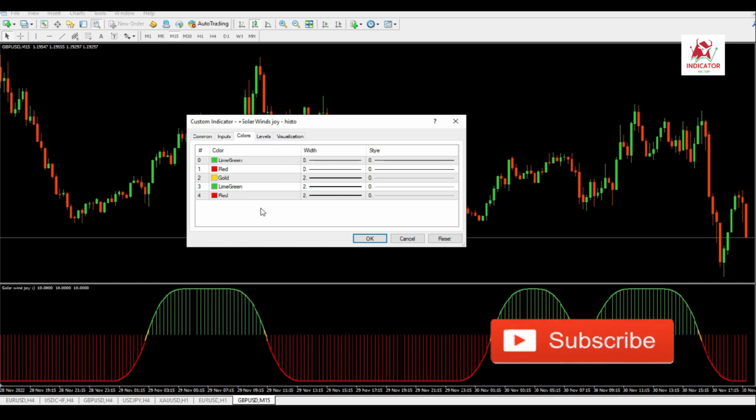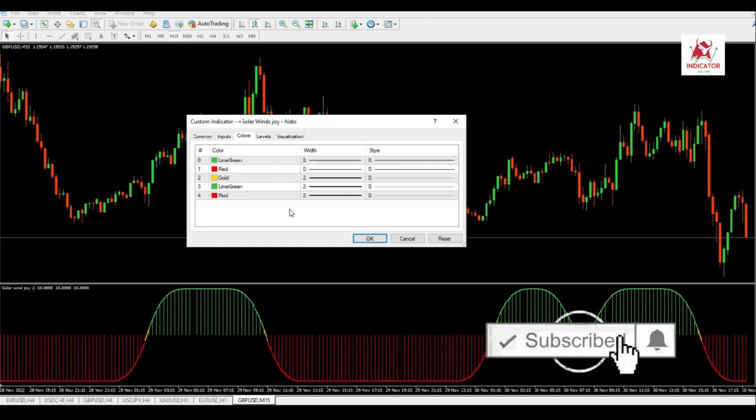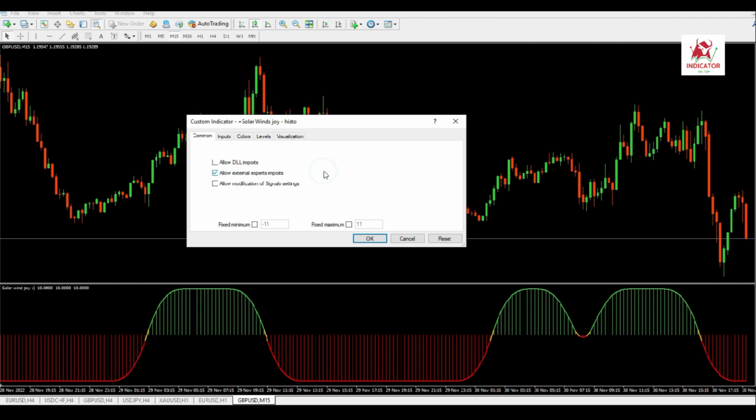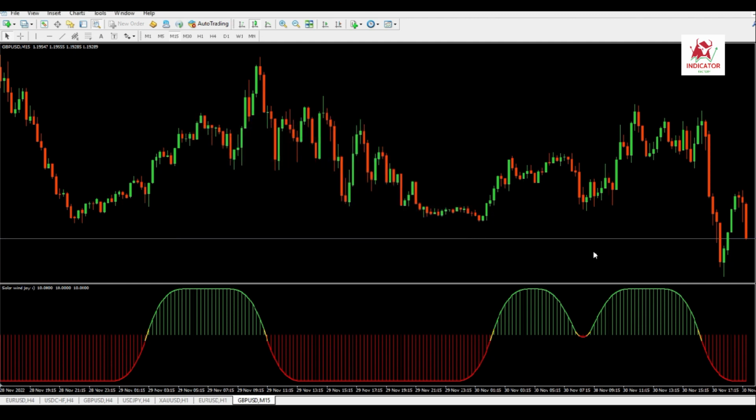How to use the Solar Wind Joy indicator. The Solar Wind Joy indicator can be used in various ways like any other oscillator. The indicator is not only used for seeking trend signals, but it is also used for exiting trades based on the strength of the trend. It can be used in the following ways.